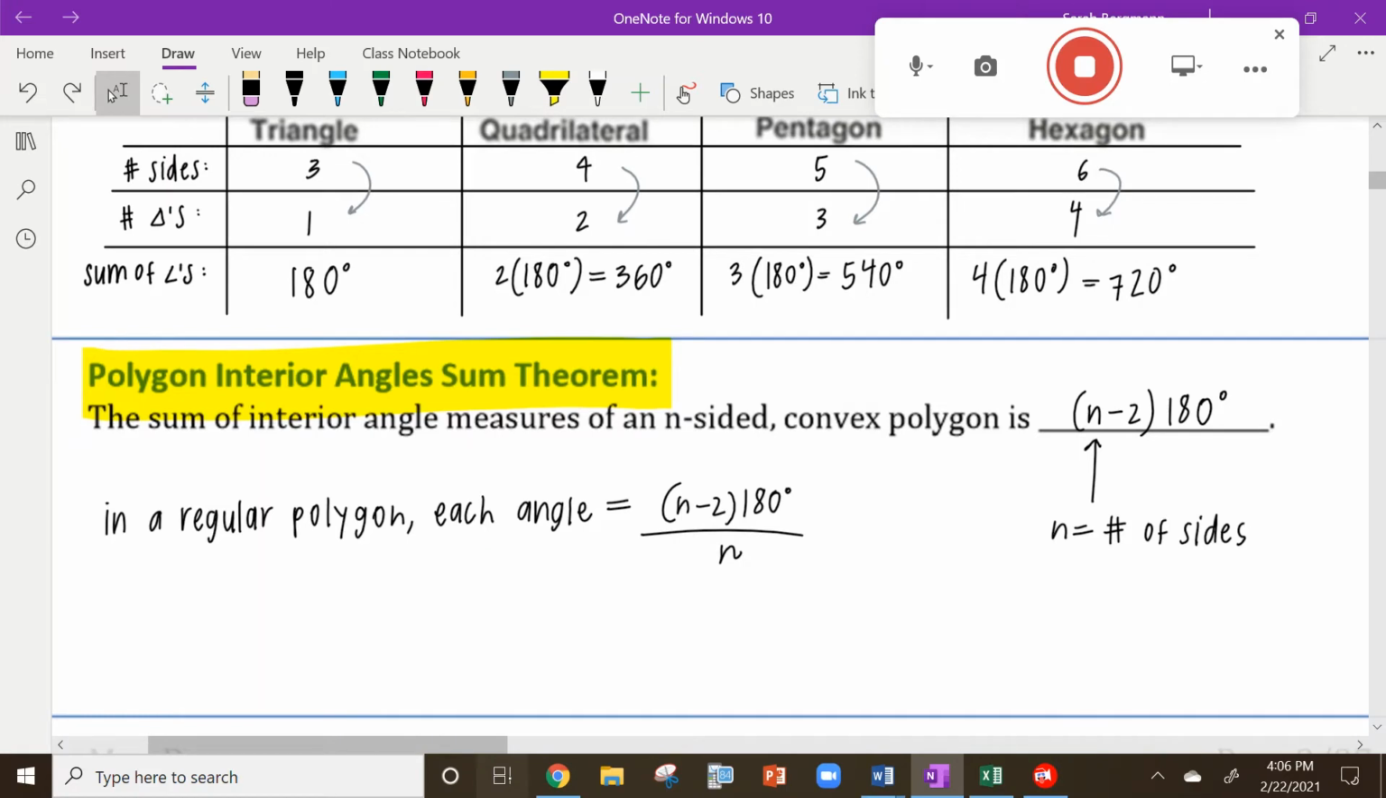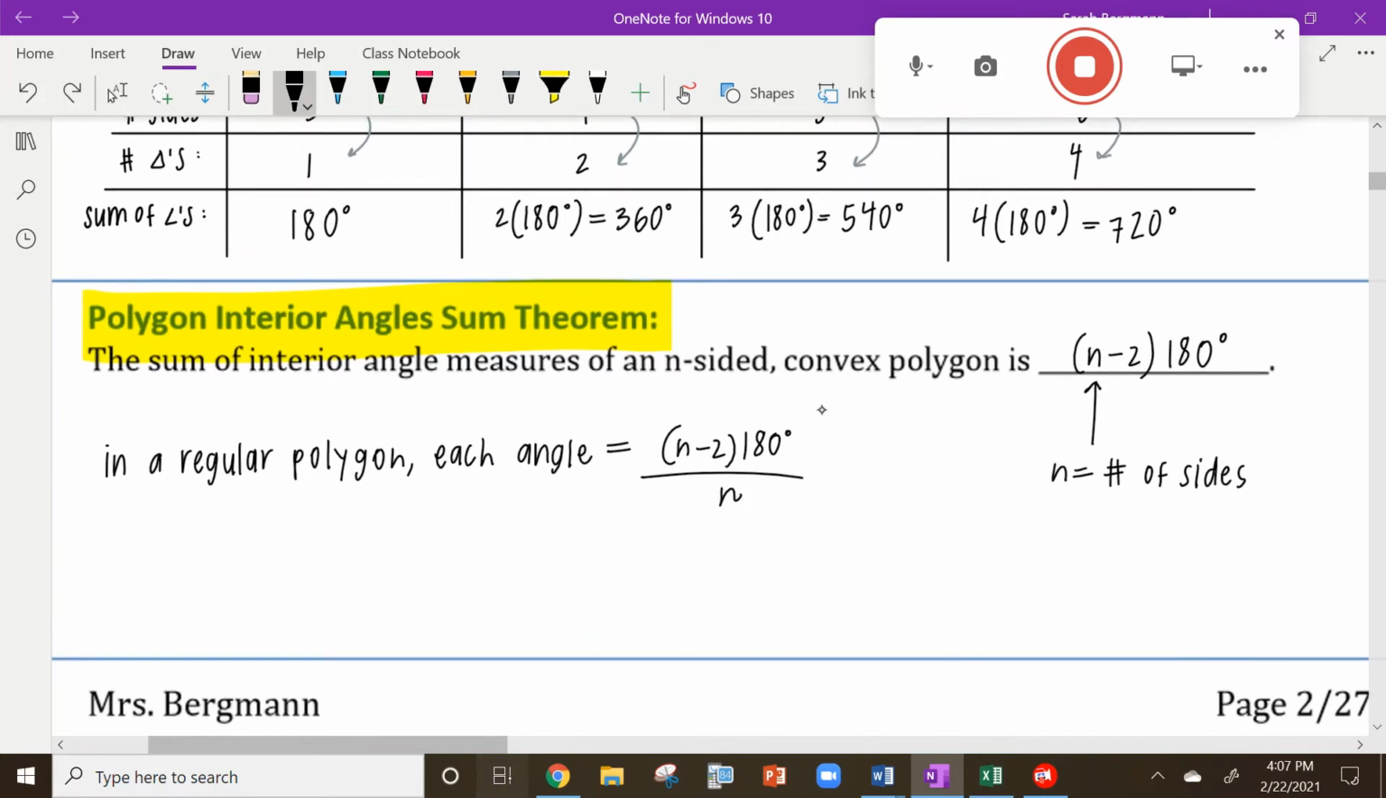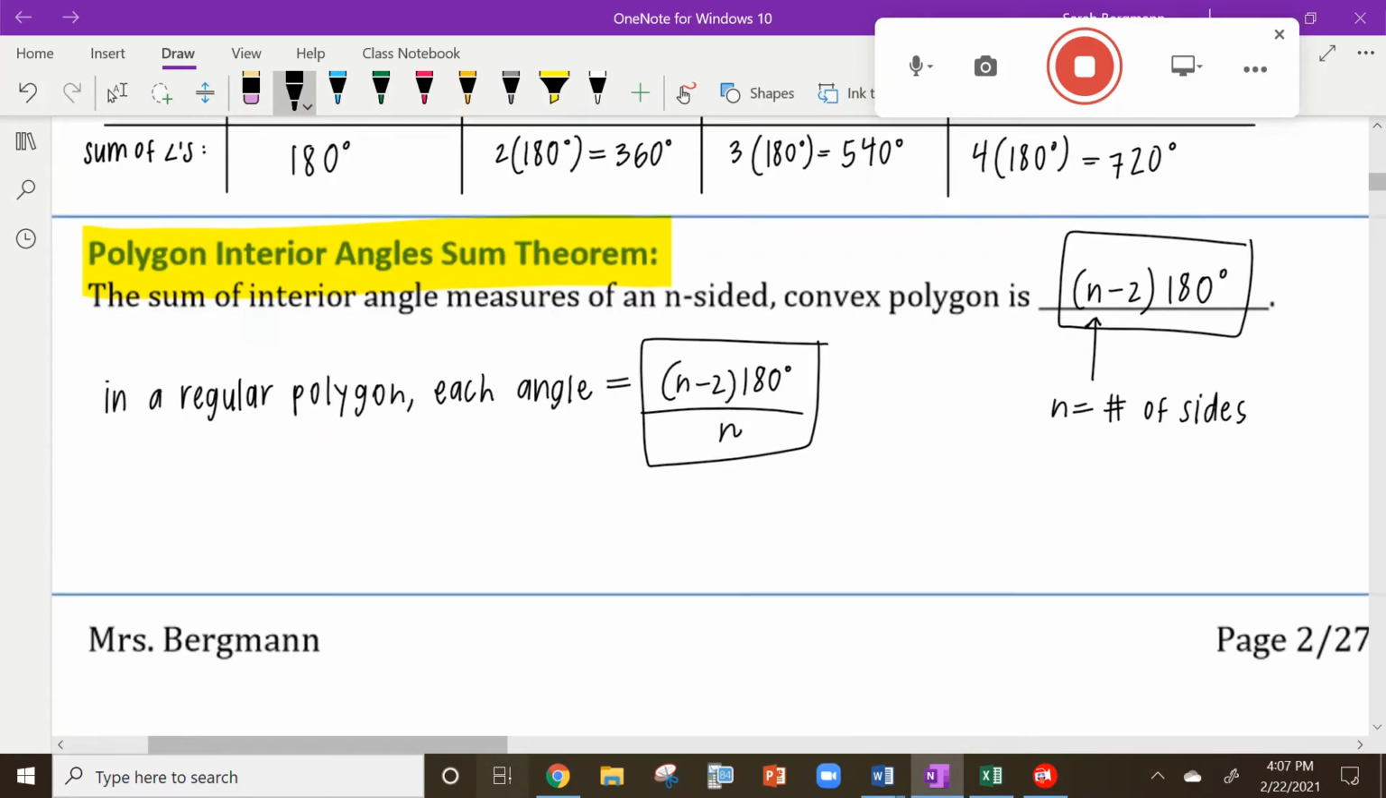In a regular polygon, you can find the measure of each angle by taking the sum and dividing it by the number of sides, because the number of sides is the same as the number of angles. So both of these formulas are very important. Make sure you have these memorized. It's easy to memorize if you understand them.